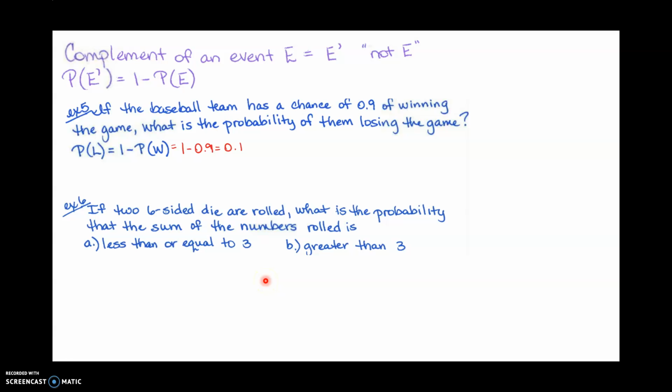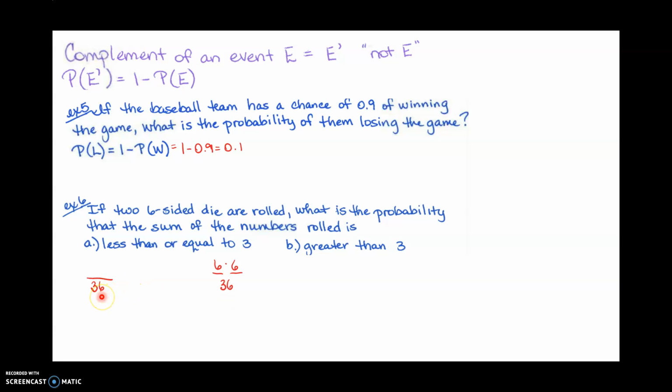If 2 6-sided dice are rolled, what's the probability that the sum of the numbers rolled is less than or equal to 3? Okay, first off, I need to come up with my denominator. So I'm going to use my fundamental counting principle from section 13.5. We've got 2 different dice here. So the first one can land how many ways? Well, it can land 6 ways. And the second one can land how many ways? It can land 6 ways. So according to the fundamental counting principle, I multiply these two, and there are 36 total possibilities.